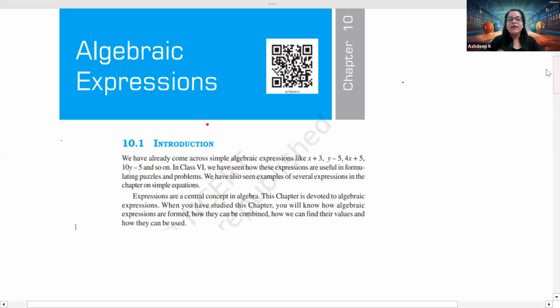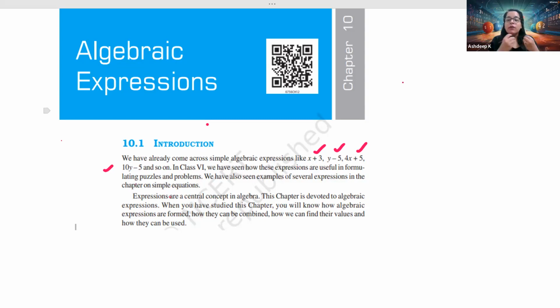So, discussing algebraic expressions, we have already come across very simple algebraic expression terms like x plus 3, y minus 5, 4x plus 5, 10y minus 5, and so on. All this you have already understood in your previous classes. You might have seen how these expressions are also used in formulating different puzzles and problems.